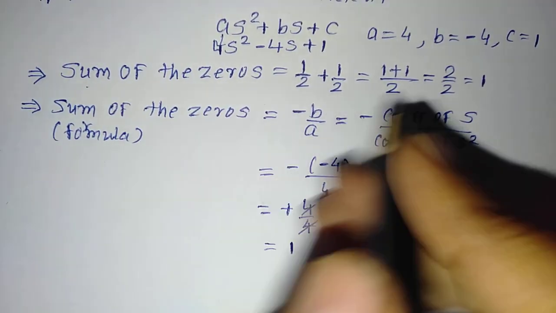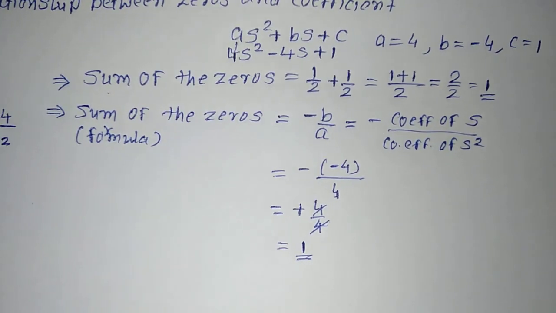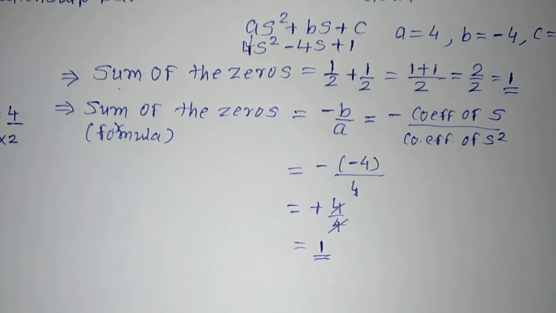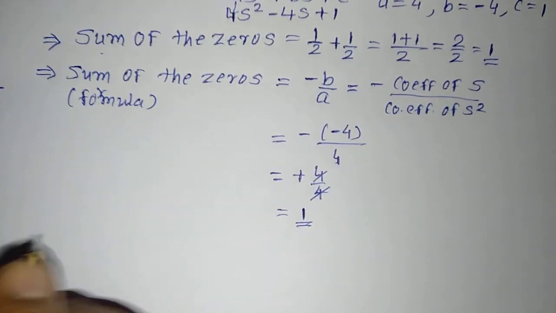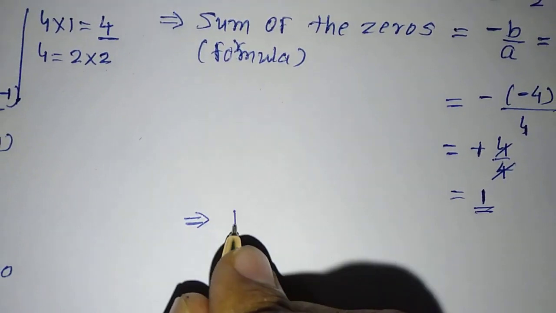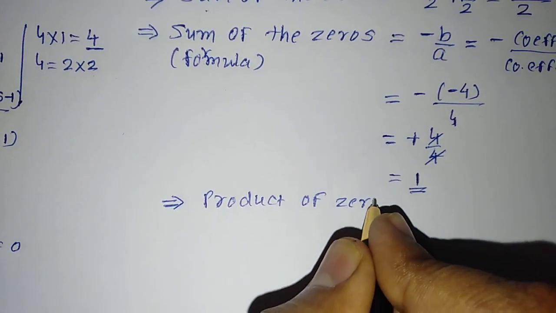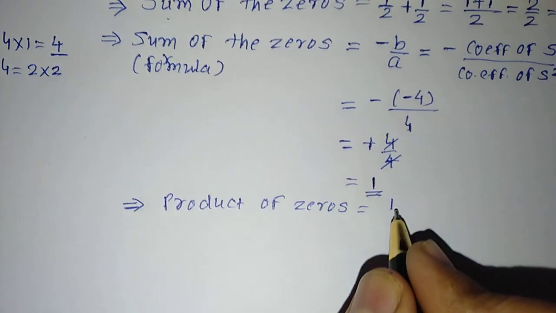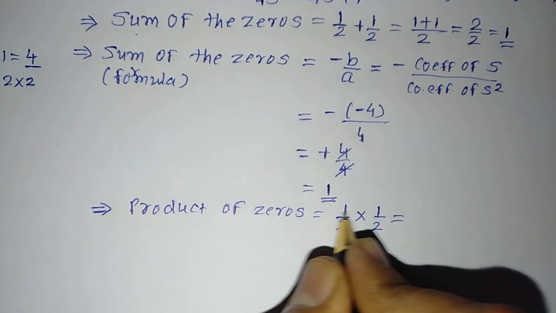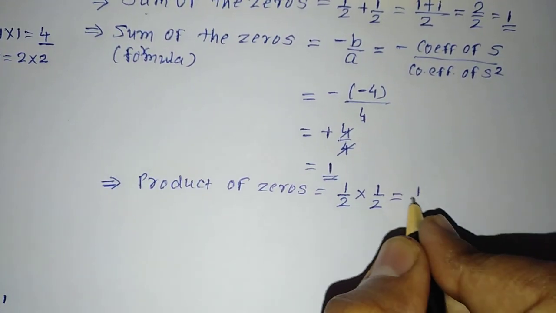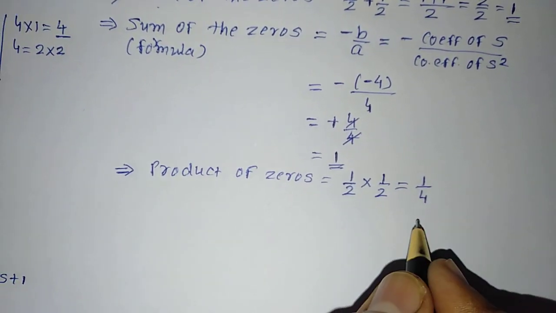Here you can see the sum of the zeros is equal to 1, and here also we have seen that the sum of the zeros is equal to 1. So that way we can say that the relationship between the sum of zeros and the coefficients is proved here. Similar way we'll go for the product of zeros. Let us do the product first, that is 1 upon 2 into 1 upon 2. We'll multiply the numerators, 1 ones are 1, upon the denominators, 2 twos are 4. So the product of the zeros is equal to 1 upon 4.